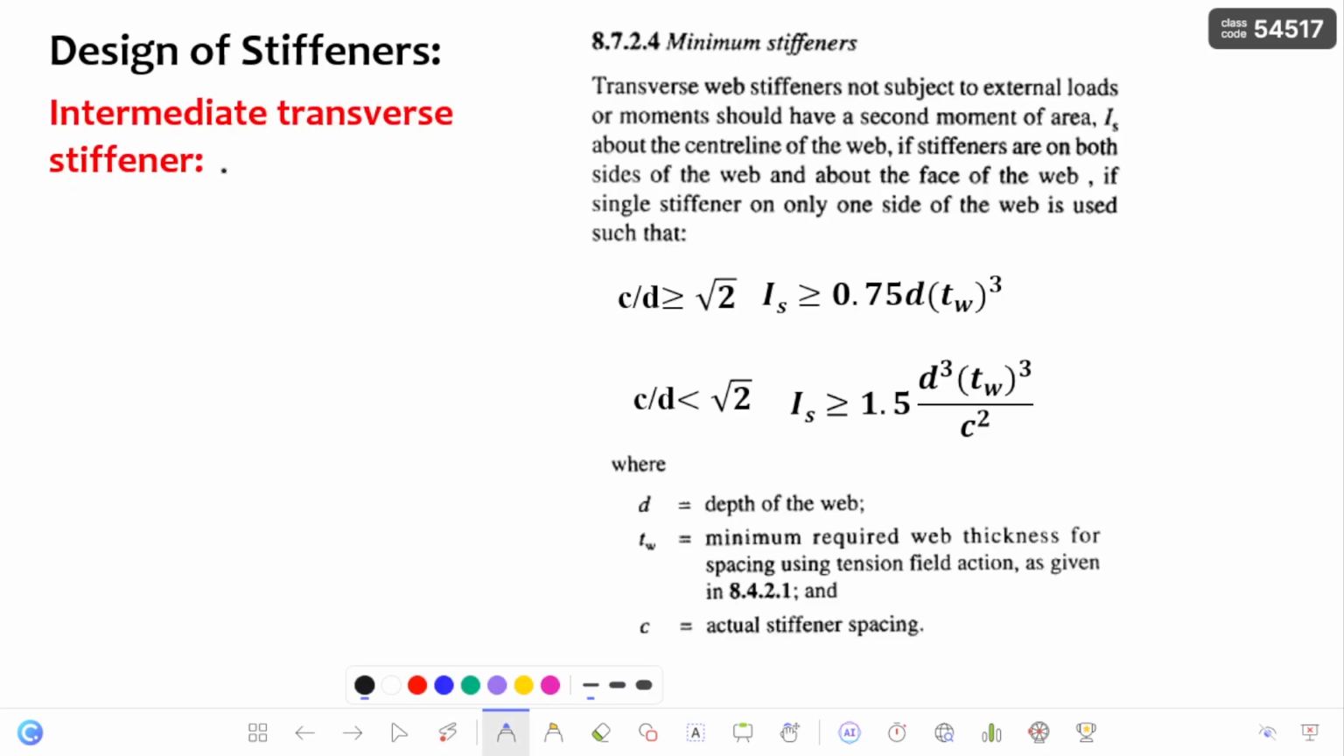Next, coming to the other provision, this provision is regarding the intermediate transverse stiffener. I already explained about the intermediate transverse stiffener in my previous videos also. If you have not yet watched those videos, please watch them. You will come to know what an intermediate transverse stiffener is in the previous videos.